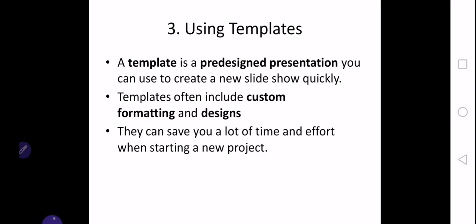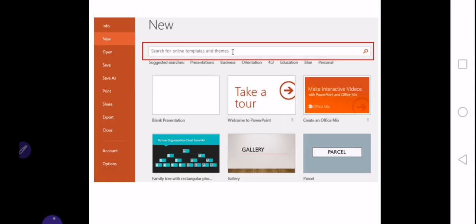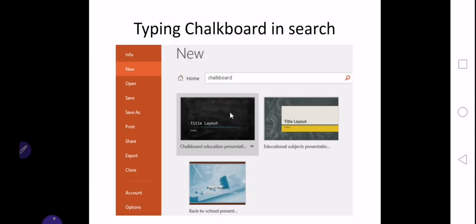So if you want to use a template, when you go to the File tab and select the New option, there is a search bar on the top. You can search any template by typing its name. For example, here I will give you an example.